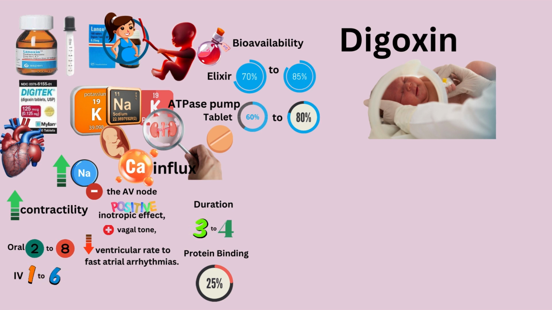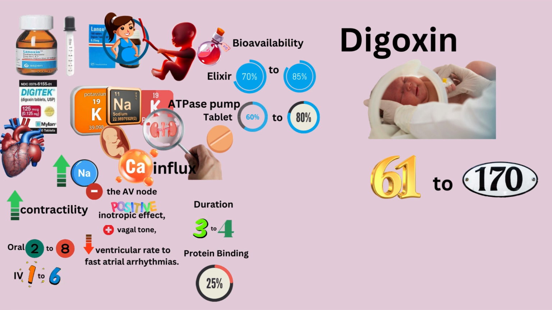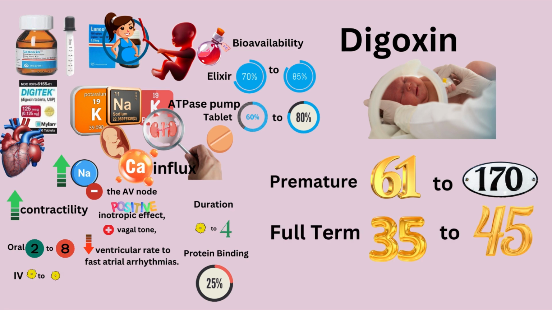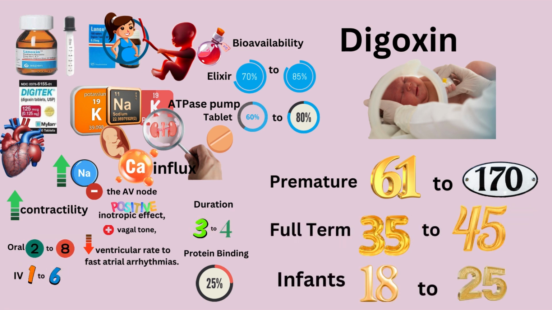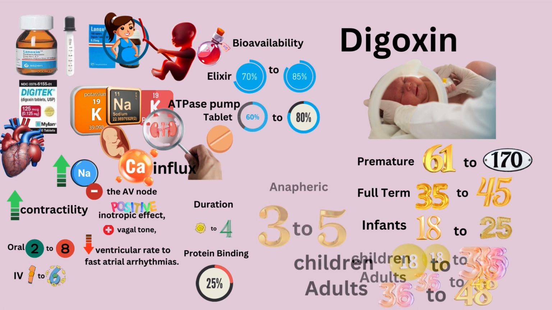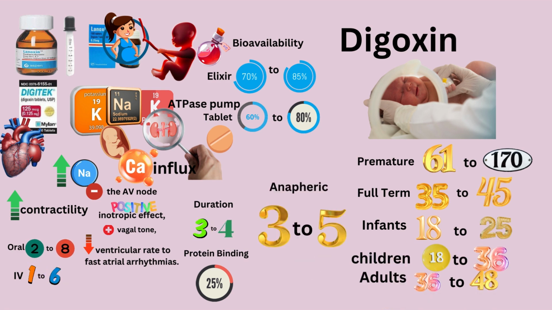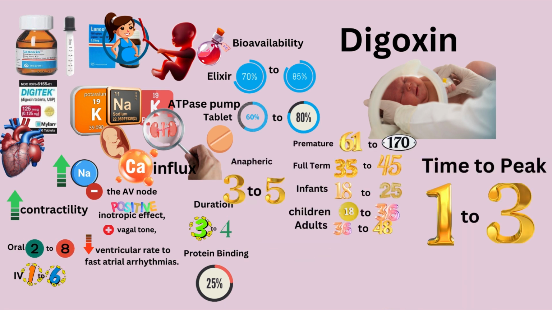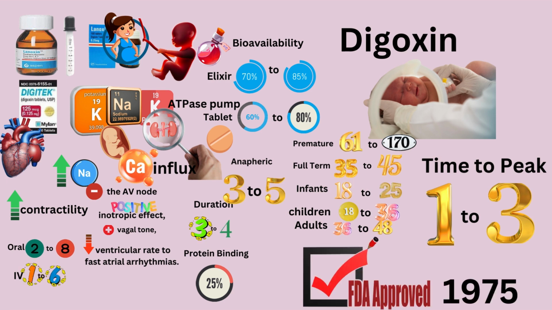Half-life elimination depends on the age, renal, and the cardiac function. For the neonates, premature 61 to 170 hours, and for the full-term neonates, 35 to 45 hours. Infants, 18 to 25 hours. Children, 18 to 36 hours. Adults, 36 to 48 hours. For anephric adults, 3.5 to 5 days. Time to peak, oral 1 to 3 hours. FDA approval date is October 24, 1975.